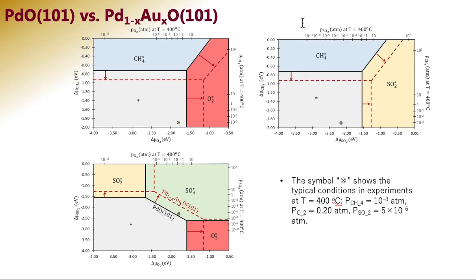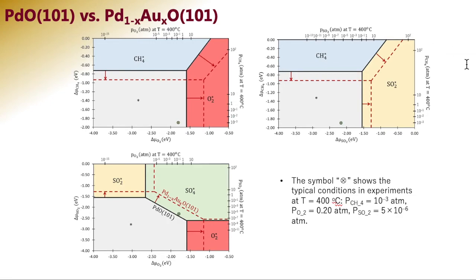Based on the two figures in the upper panel, a stable CH4 covered surface is favorable only at high CH4 partial pressures, which is greater than 10 atmospheres for a temperature of 400 degrees Celsius. This is because of the weak adsorption of CH4 on the surface.